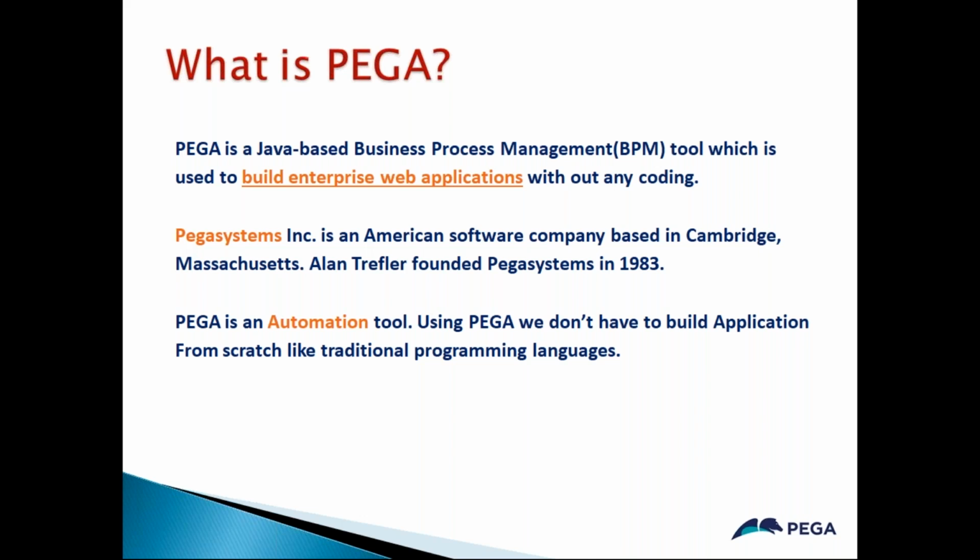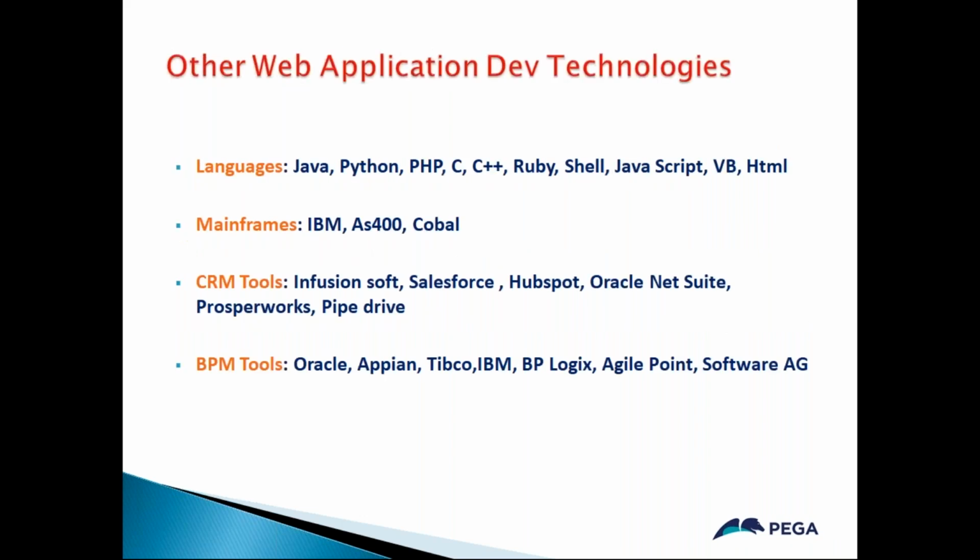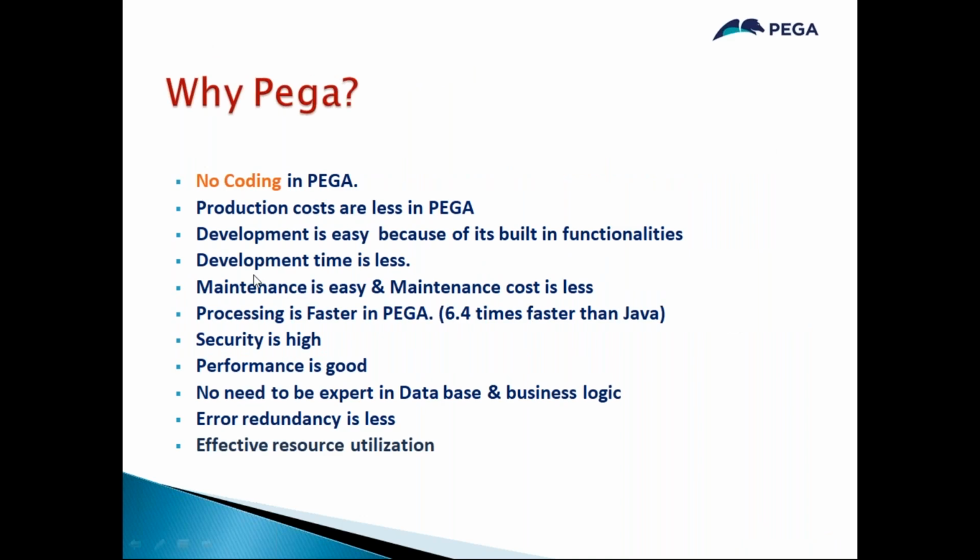Okay? And Pega comes under a total automation tool. Some advantages compared to other technologies in the market are that there is no coding, and development time and production costs are very low. Security wise and performance wise, this is one of the best technologies if you compare with any other technology in the market.